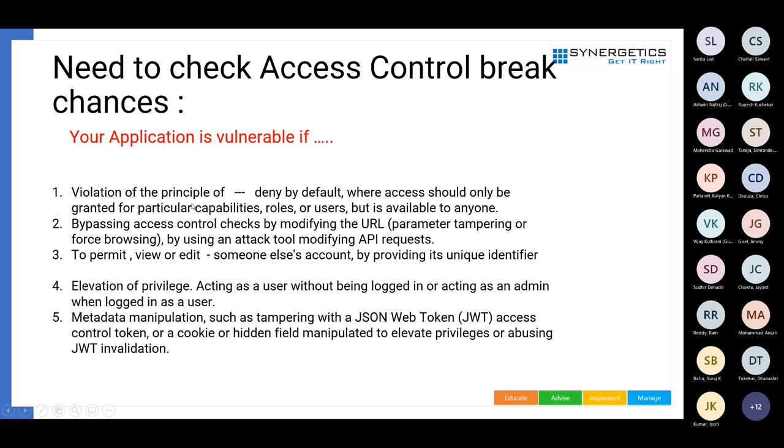So this is again access control breaking. By changing the URL, they can tamper with your resource. Next is permission to view or edit the record of a user. It should be limited to his unique identifier only. Then sometimes a user may not log in by authentication, but he can directly log in because of your misconfiguration, directly acting as an admin, or he can log in as a user. So that privilege can go to the hacker. Next is metadata manipulation. For example, a JSON token can be tampered with and he can get access. So we have to avoid all these vulnerabilities, that is, access control breaking.